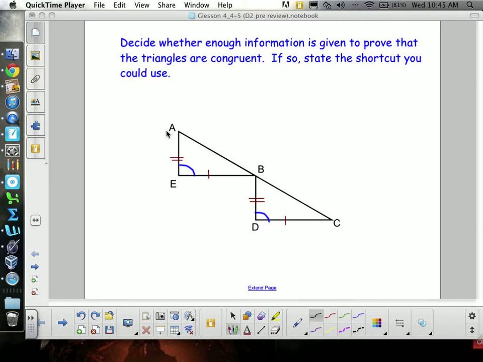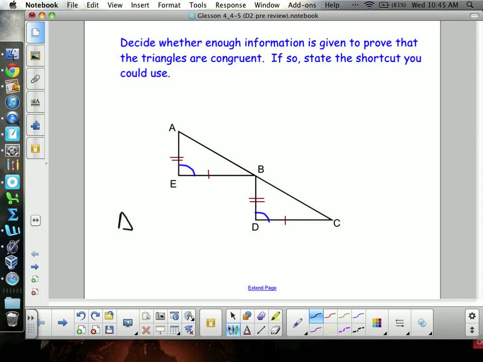And we might even want to write a triangle congruent statement, like triangle AEB is congruent to triangle what? BDC by side, angle, side. All right? And yeah, here that's all that's expected. I don't expect a full proof because everything's given. There's nothing here to prove.